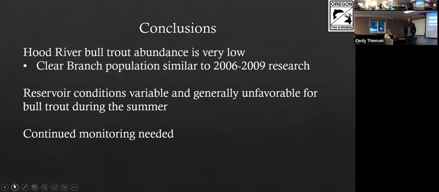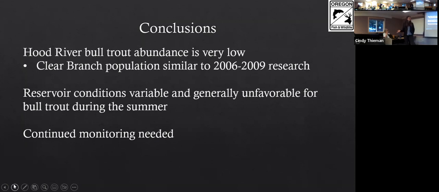So just to look back on our work and then going forward, overall, the abundance of bull trout in Hood River continues to be very low, but the Clear Branch population seems to be similar to what was documented in the mid-2000s. And again, we are only looking at the population above Clear Branch Dam, not the population below. But additionally, looking at reservoir use and reservoir conditions, they are variable, but they're generally unfavorable for bull trout during the summer.